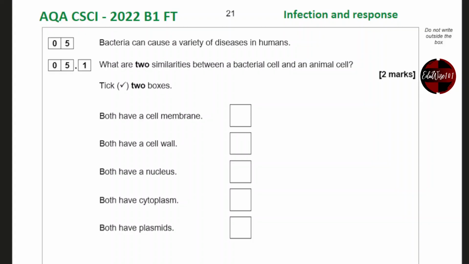A bacterial cell and animal cell will both have a cell membrane. They don't have a cell wall. That will be bacteria and plant cells. Both have a nucleus? No. Animal cells have. Bacterial cells don't have a nucleus. Remember, they are prokaryotic. Both have cytoplasm. Yes. And both have plasmids? No. Bacterial cells have plasmids. Animal cells don't have plasmids.